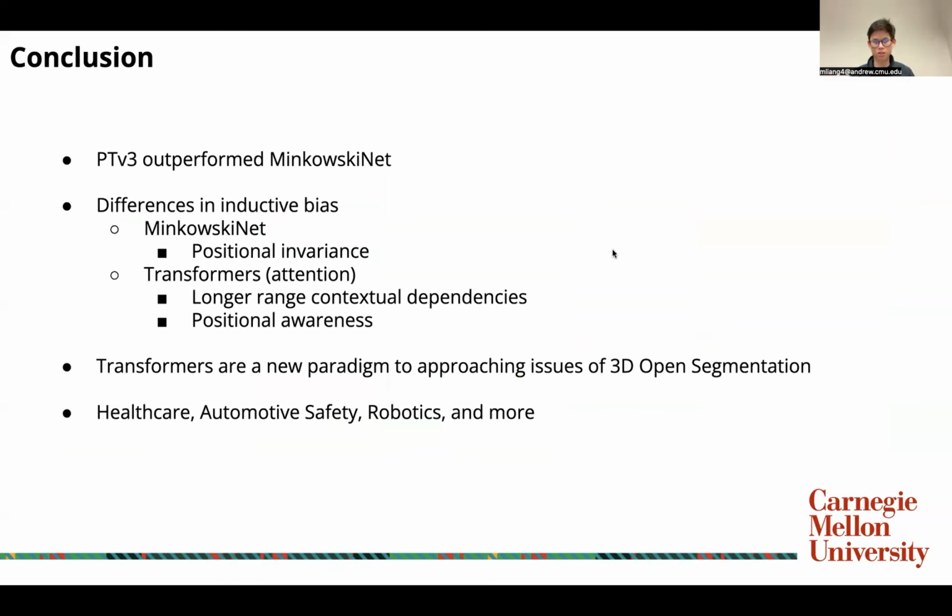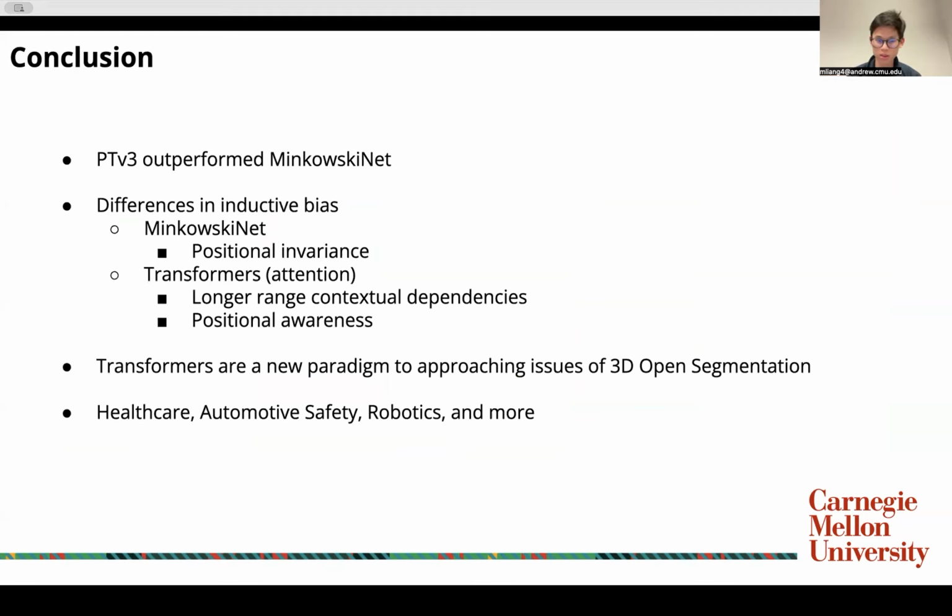So, in conclusion, the point transformer outperformed Minkowski-net, and we think this is due to differences in the inductive bias in both models. Minkowski-net is just a CNN, while point transformer has attention, which allows it to capture longer-range contextual dependencies within the 3D space, which allows it to segment it out better. And this points to transformers as a new paradigm in solving 3D open segmentation problems such as healthcare, robotics, etc.